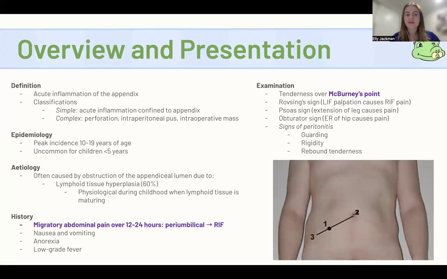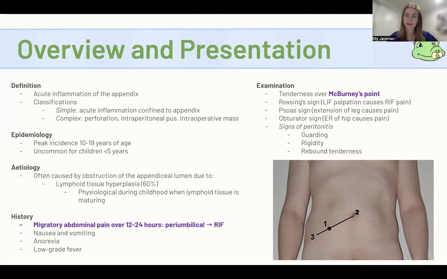It's most common in children aged 10 to 19, and this is typically due to lymphoid tissue hyperplasia, which is physiological during childhood when the lymphoid tissue is maturing. It's uncommon for children under 5 years to present with appendicitis, and if they do, it's usually a late presentation and may present abnormally. On history, there's a classic migrating abdominal pain.